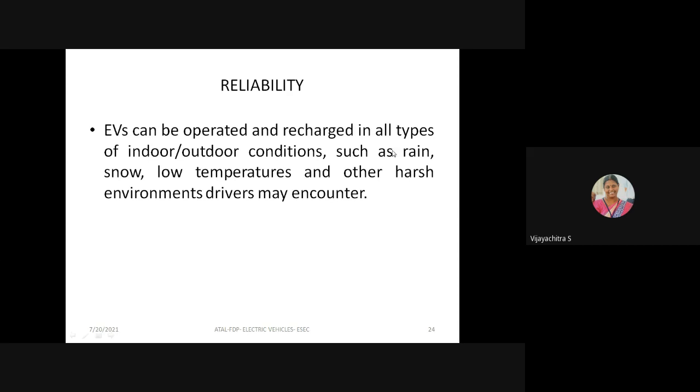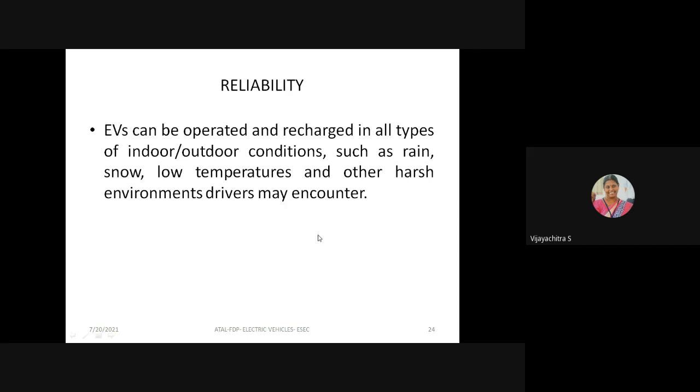For example, since this is electric charging, suppose there is rain, will it affect the electric circuits? Suppose there is a snow area, will it affect solar powered charging? If there is a snow condition, then how will you get the solar power? Suppose the temperature is very low, a purge condition, then what will be the recharging facility?